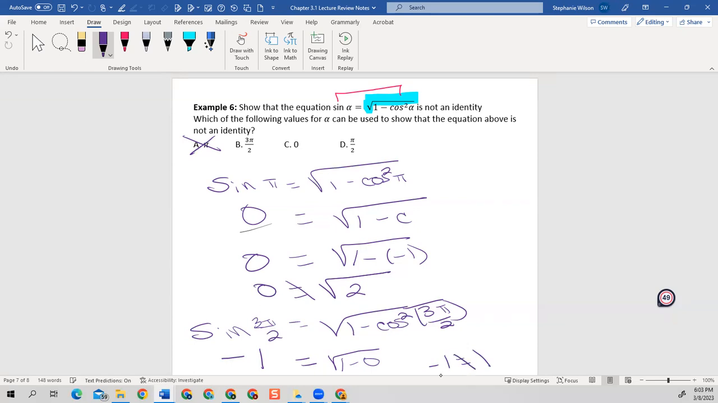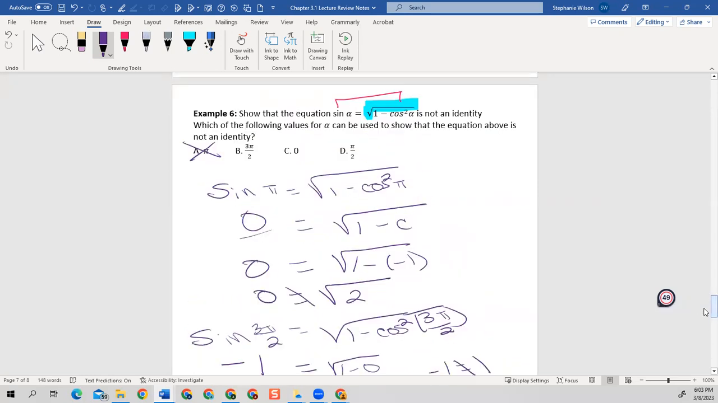So let's try 0. If I plug in 0 for alpha for sine, I get 0, right? So I'm going to get 0 is equal to, what is cosine of 0? It's 1. Oh, it's 1. And that gives me 0. So I'm going to say C is correct.